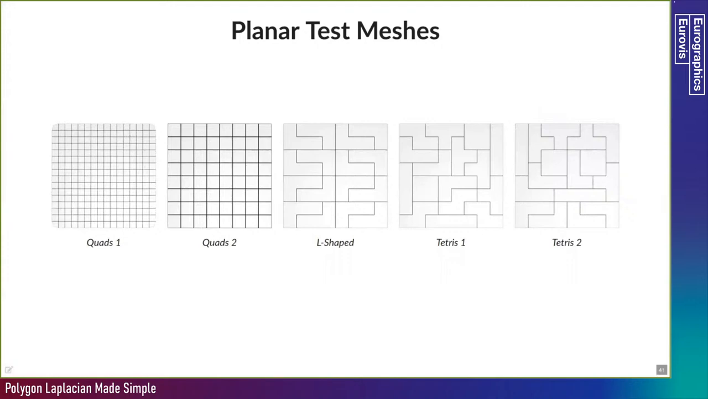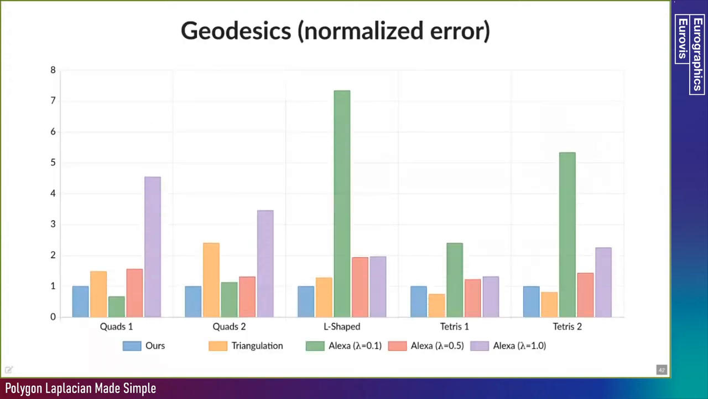To compare our quantitative performance, we tested the geodesic distances on different planes, since we are able to compare them to the Euclidean distances as the ground truth. And once again, on most of the meshes, our operator is able to yield the smallest errors. And in general, it's able to outperform the Nexus Laplacian. And as mentioned before, this does not change with the usage of a higher time step.